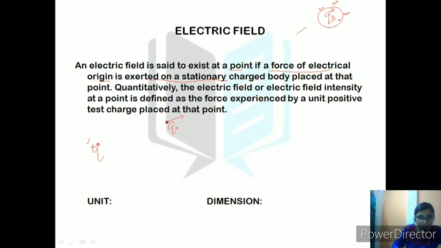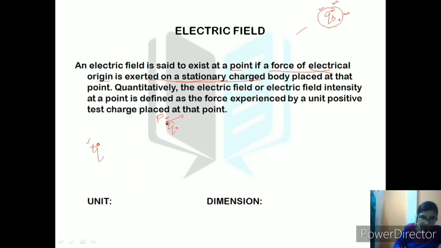That means at this point, suppose this point is P, it is experiencing the electrostatic force of which origin? Stationary charged body. This is the force due to this charged body q, which is stationary, kept fixed there. So it is experiencing the force of electrical origin which is exerted on the stationary charged body placed at that point. That means there is electric field at that point. Am I clear? Okay, so this is the concept of electric field.